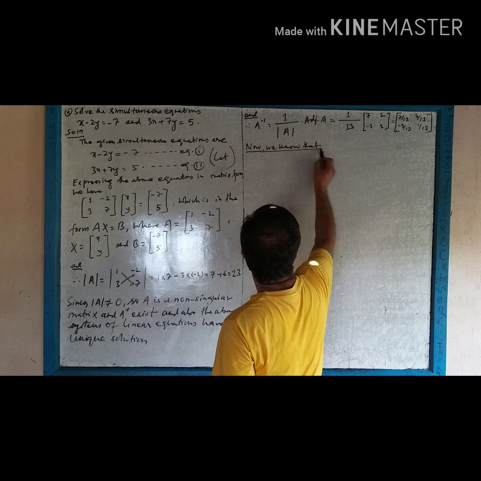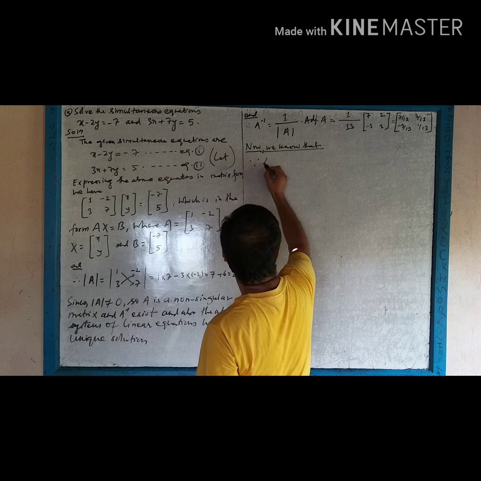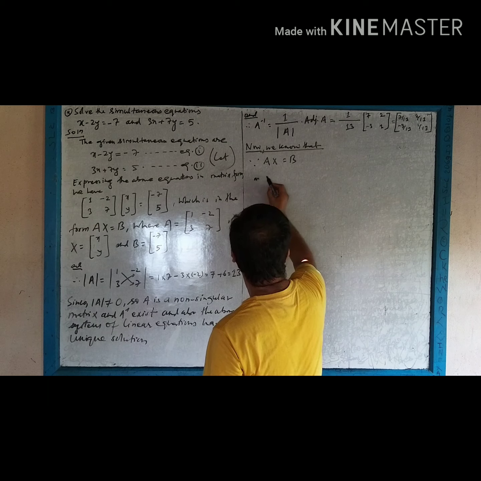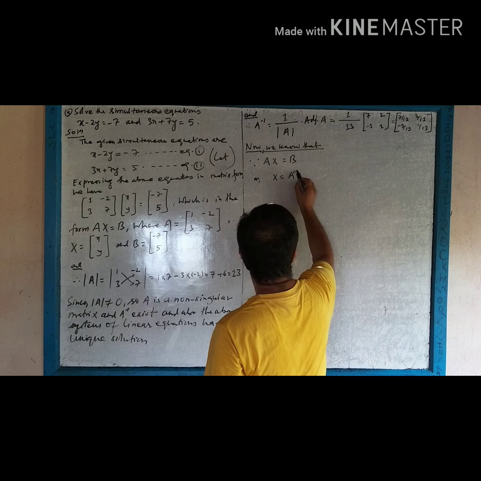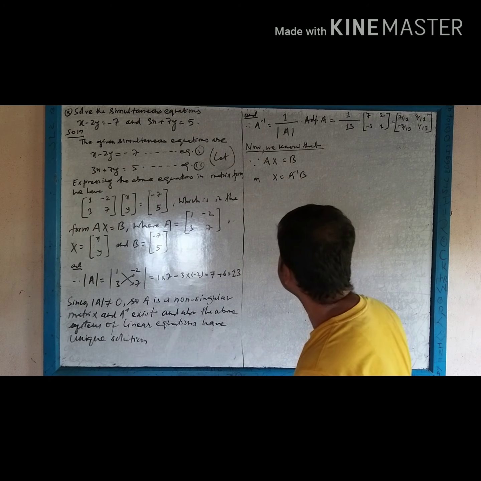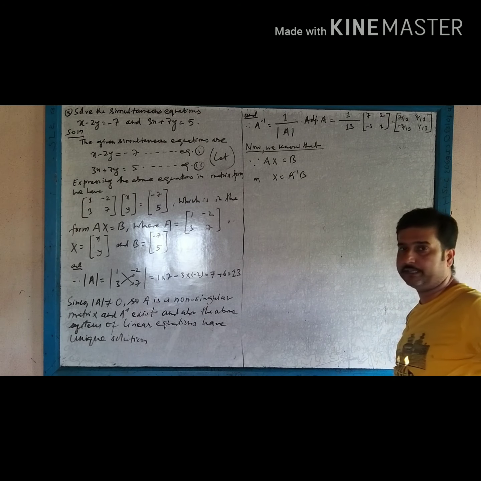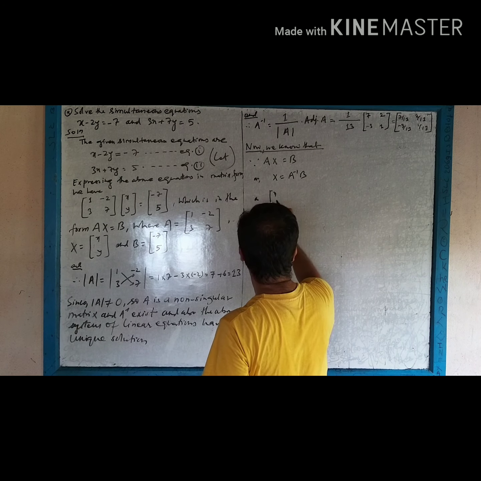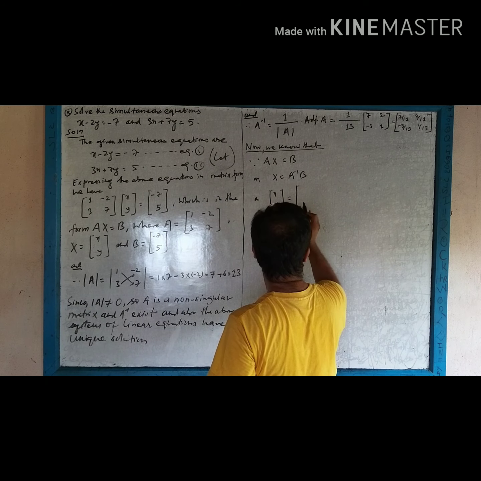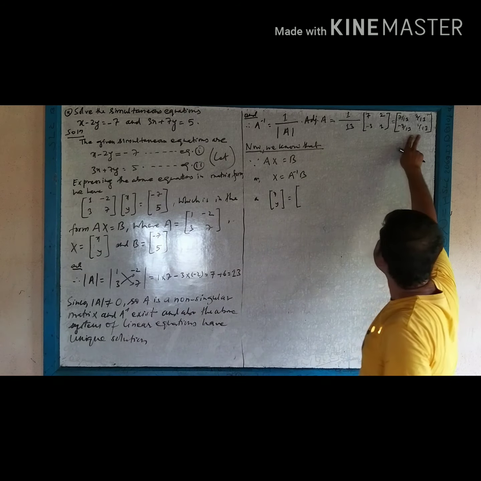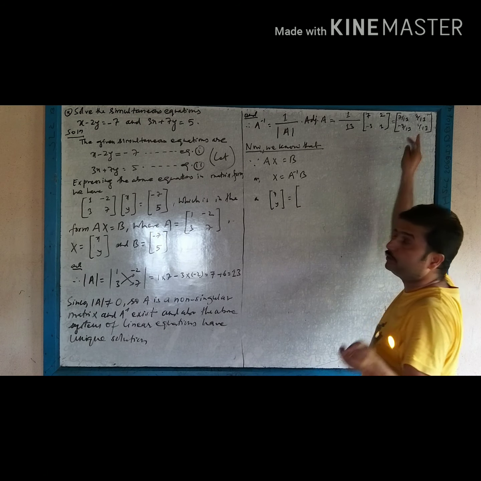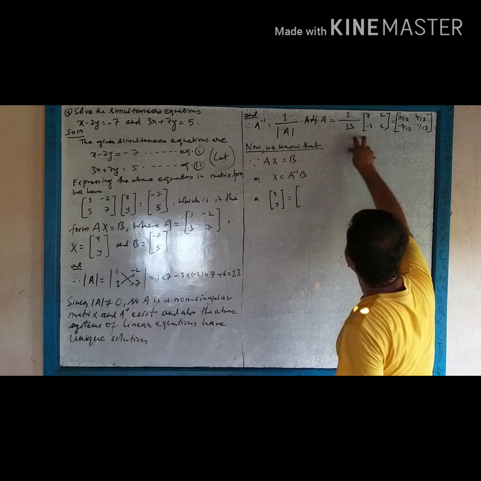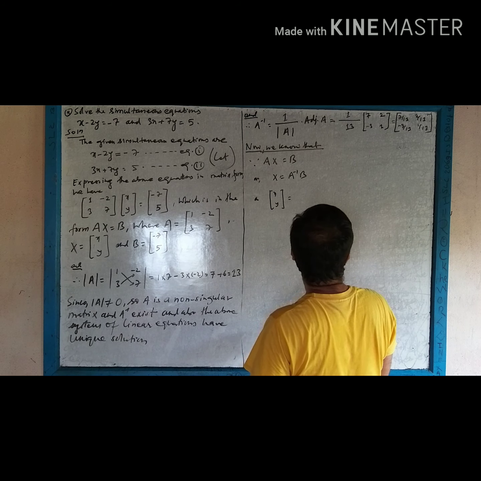Now we know that since AX equals B, X will be equal to A inverse B. From theory we have already said, if AX equals B, then X will be equal to A inverse B. So what is X? X is [x; y] equal to A inverse B. Don't write this value of A inverse, because if you multiply it with matrix B, it will be a complicated solution and very difficult for you to multiply. So don't take this; you take this one.